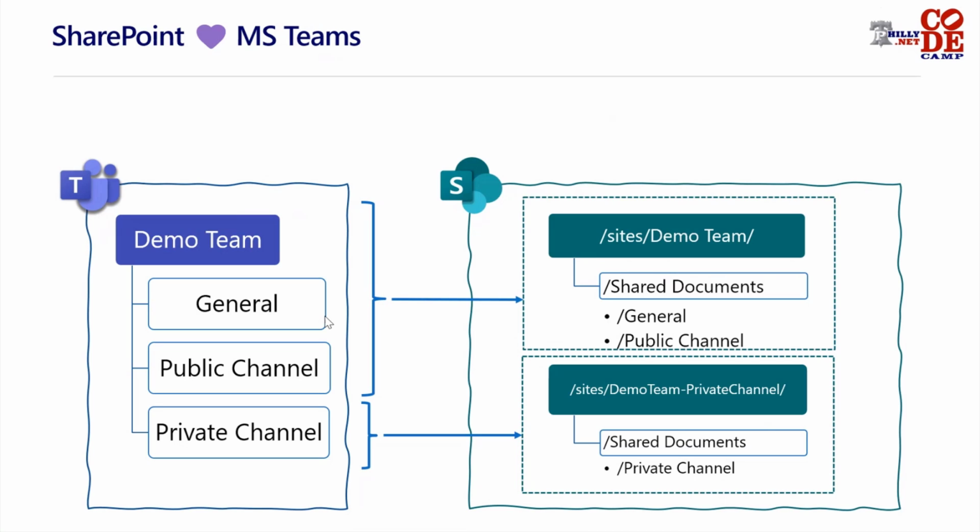So for example, for the general channel, documents are generally stored in the shared documents, and then all of the folders get created for the public channel and so on. For example, if we create a private channel, in that case a separate site collection gets created, and then all of the security measures are done. So this is a very quick introduction of how those two work together.